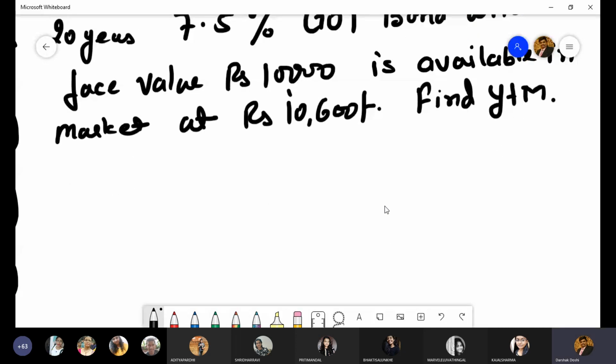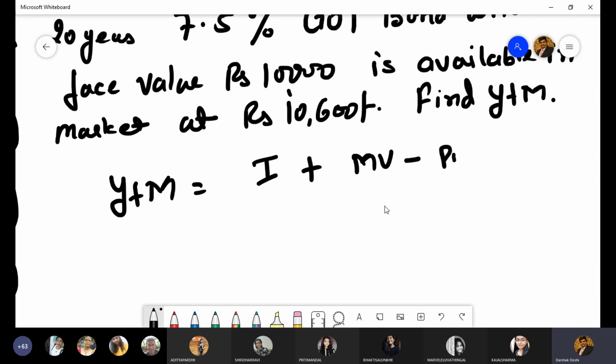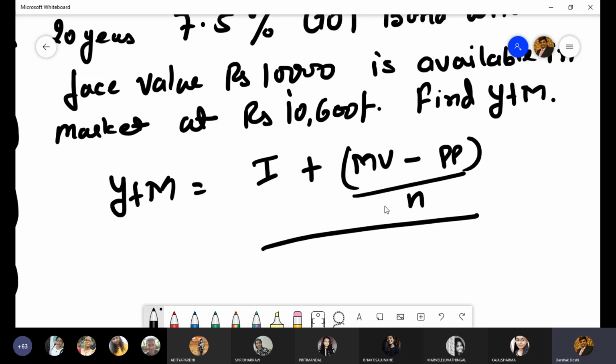Those who are confident can go ahead. Those who are not can do with me. The question is same as what we have done. The presentation of data is in different form. YTM is equal to annual interest plus maturity value minus purchase price, this is divided by n, the whole divided by maturity value plus purchase price divided by 2.